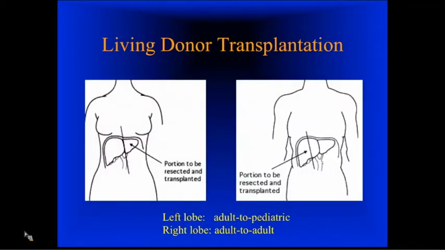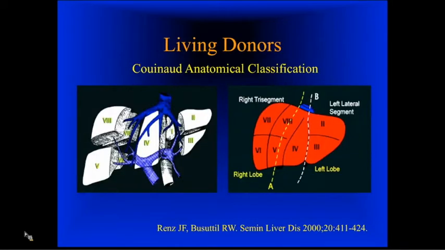So what we're looking at here, let's say from an adult donor to a pediatric recipient, we would remove the left lobe because of the recipient being much smaller, and our right lobe would be used for an adult-to-adult live donor transplant. How the surgeon would make the divisions comes down to the Couinaud anatomical classifications. For example, for a very tiny recipient like an infant, we would do a left lateral segmentectomy, so segments 2 and 3.